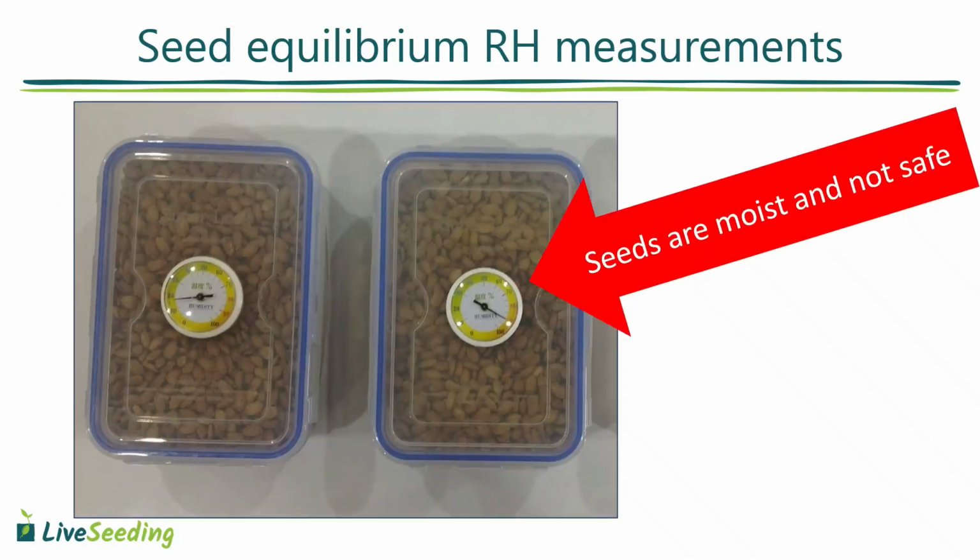Here an example to demonstrate the practice. The seed sample on the left is dry, with an equilibrium relative humidity of around 20%. The sample in the box on the right is far too humid, with an equilibrium relative humidity of around 90%. The humid sample will deteriorate fast when no drying to safe levels is employed.